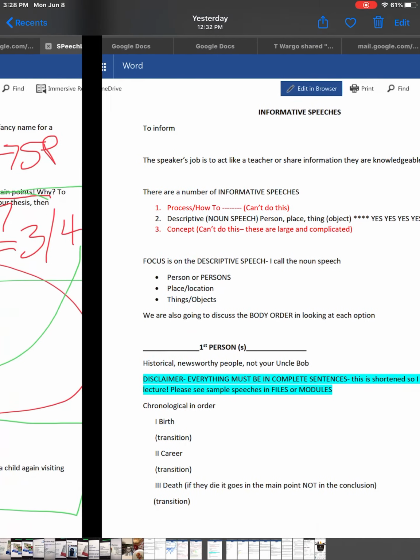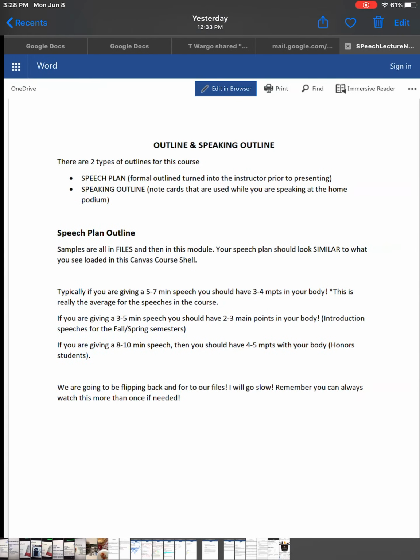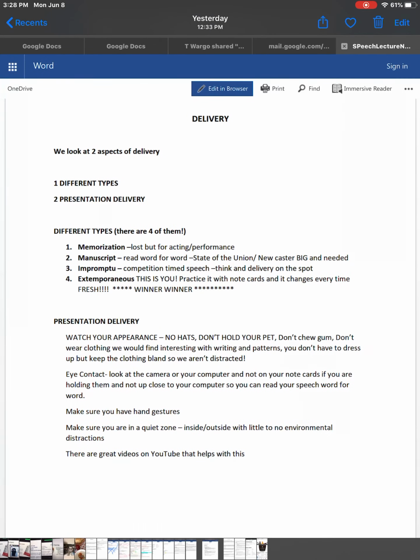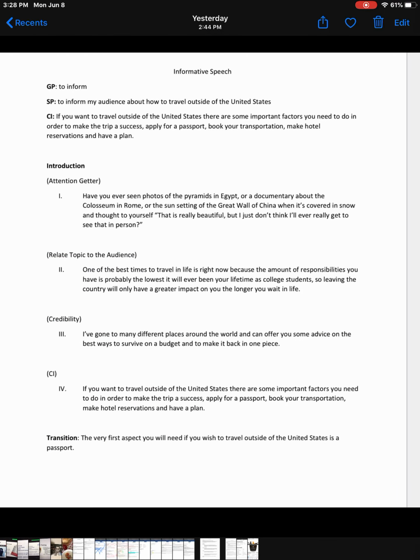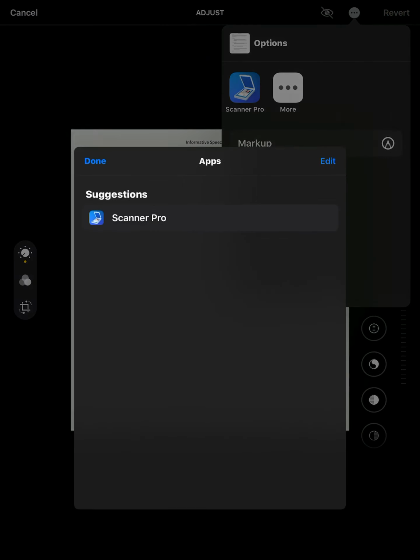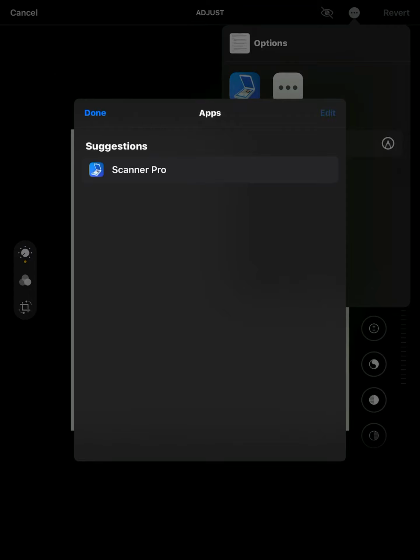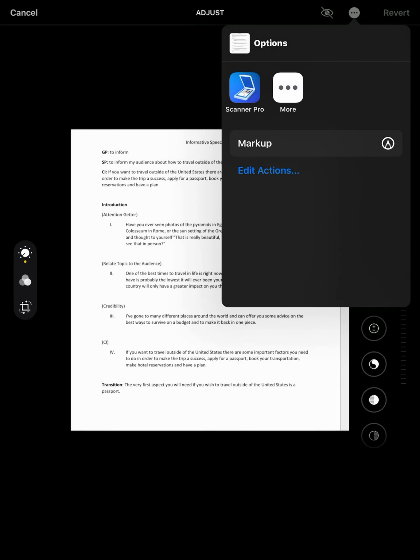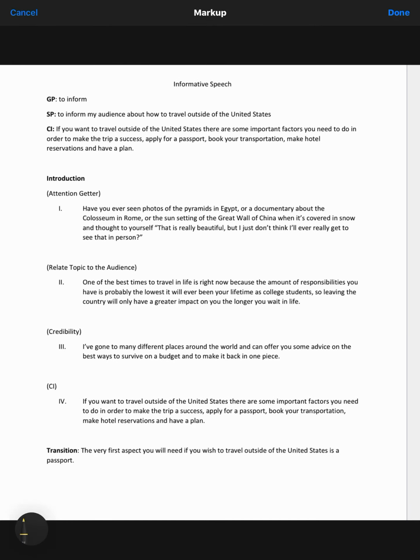Done. And sorry, I'm zooming you through my notes. But here's a sample speech from a student. This is actually in your files. You can watch me mess up. Okay. So this is actually located in your files. It is how to travel outside of the United States as a sample informative speech.